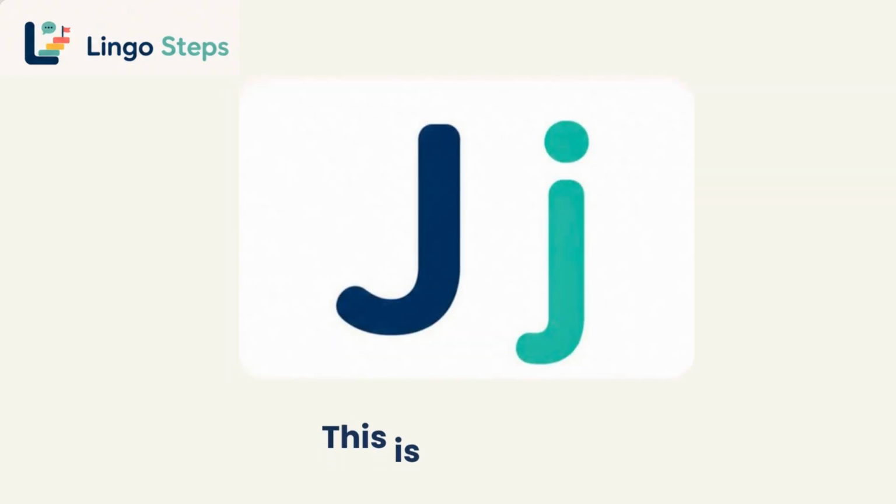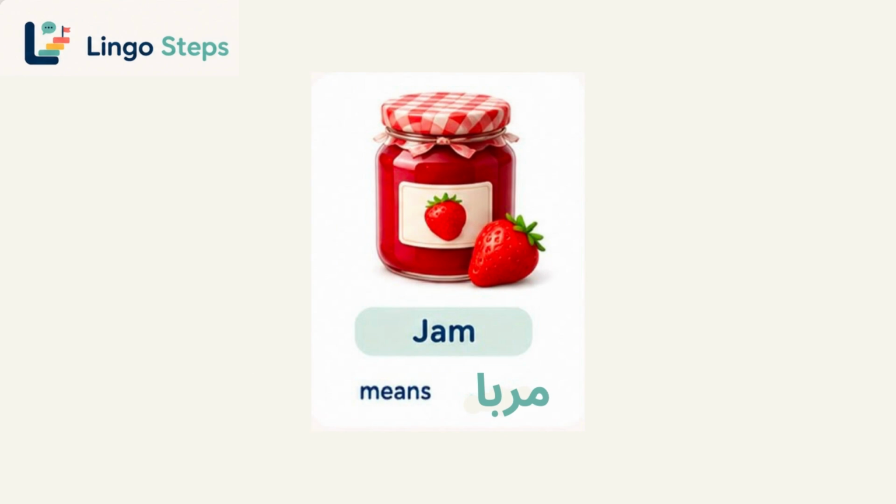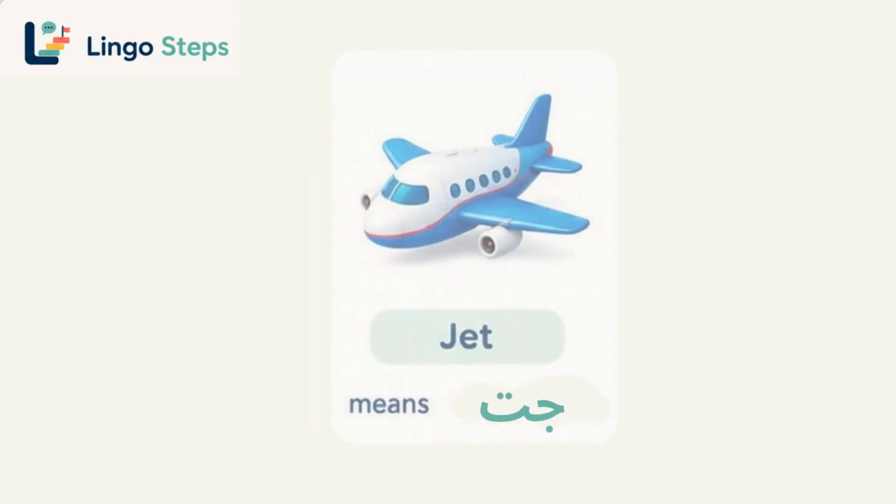J. This is the letter J. Repeat. J. Jam. Repeat. Jam. جم یعنی مربا. Jet. Repeat. Jet. Jet یعنی جت، هواپیمای شخصی.